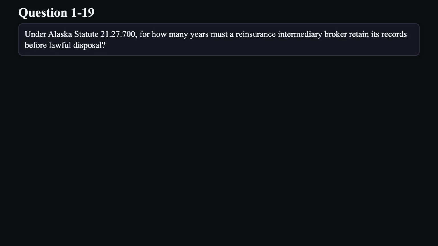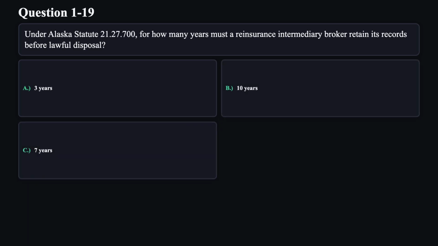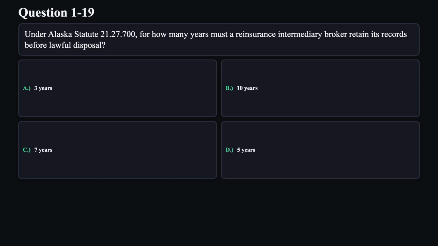Question 19. Under Alaska Statute 21.27.700, for how many years must a reinsurance intermediary broker retain its records before lawful disposal? A. 3 years. B. 10 years. C. 7 years. D. 5 years.